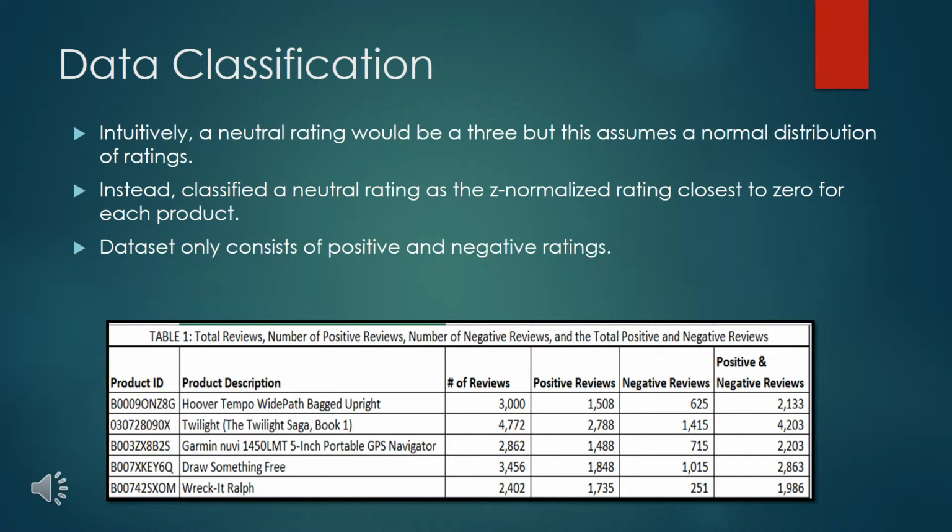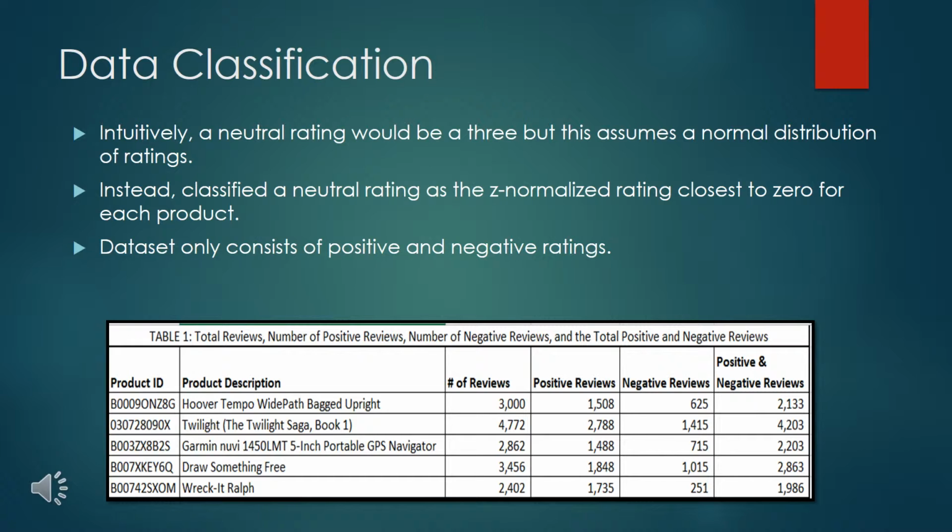The first step was to actually classify the data. The Amazon rating scale is 1 to 5, and intuitively you would think that a neutral rating would be 3, and anything above it would be positive, anything below it would be negative. However, this assumes a normal distribution, when if you actually look at the distribution of ratings for the items that I'm looking at, they're actually highly skewed. So instead I z-normalized the ratings and I chose the neutral rating as the one closest to 0. And then I classified positive and negative reviews according to that.